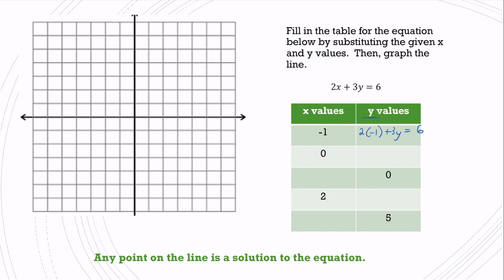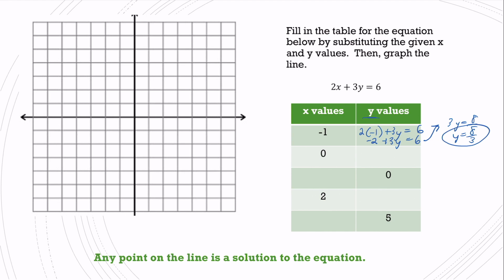So 2 times -1, that's -2, plus 3y is 6. I'll go over here to solve it because, of course, I didn't give myself enough room. We add 2 to both sides. I have 3y equals 8, so y is 8/3. That's a fraction. That's okay.